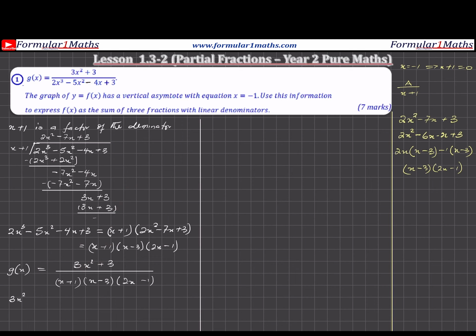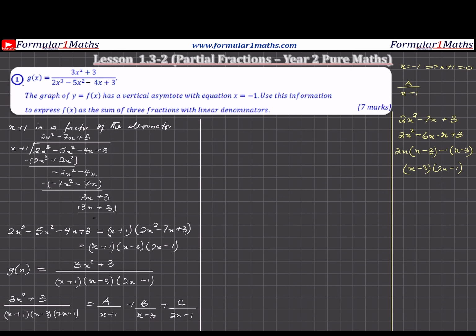So now g of x can be split into partial fractions as follows. 3x squared plus 3 over x plus 1, x minus 3, 2x minus 1 will be equal to a over x plus 1 plus b over x minus 3 plus c over 2x minus 1, as we've seen from the previous video. Now it's time to find the values of a, b, and c.